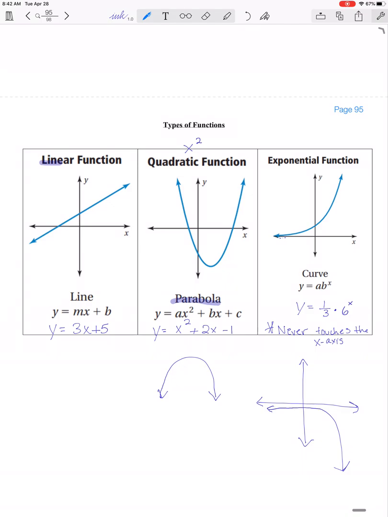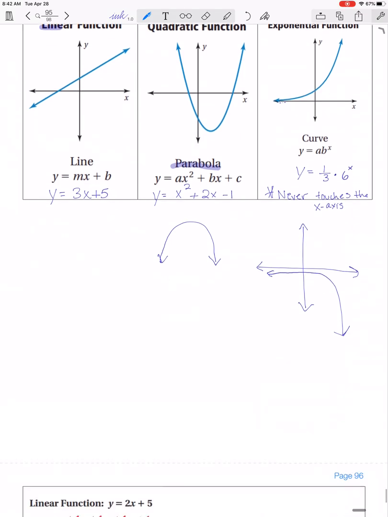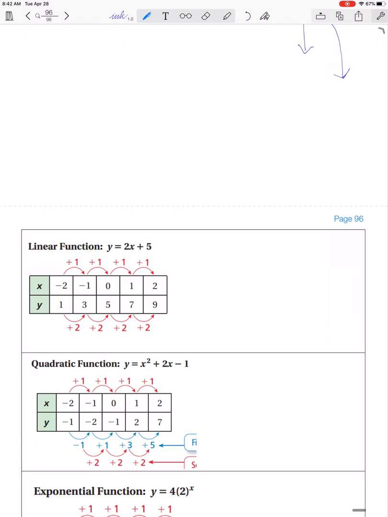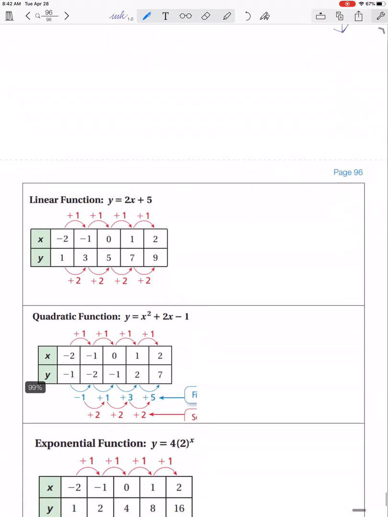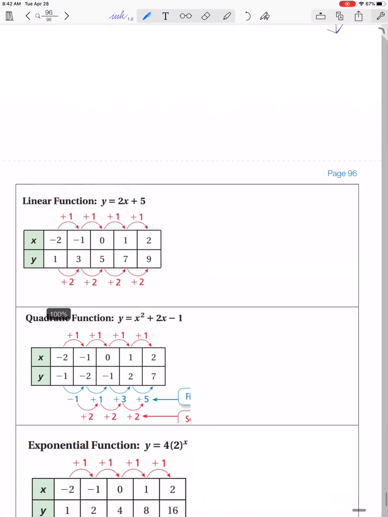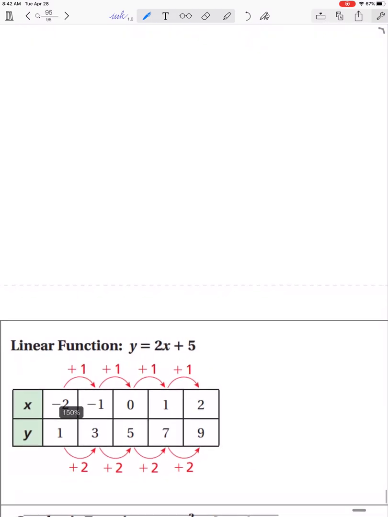So let's take a look at when we're given a table. Now you might be given a table and they might say, what kind of function is this? So again, linear function, quadratic function, and exponential function. Let's first talk about the linear function.